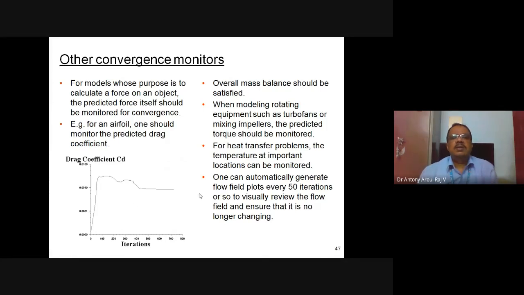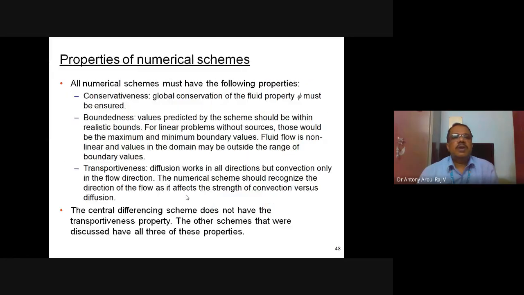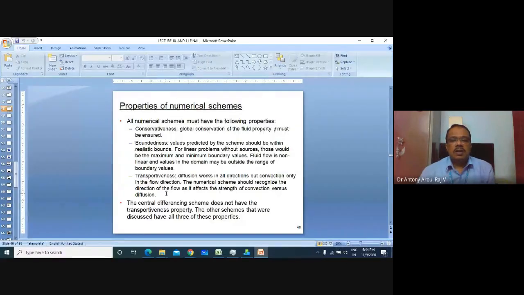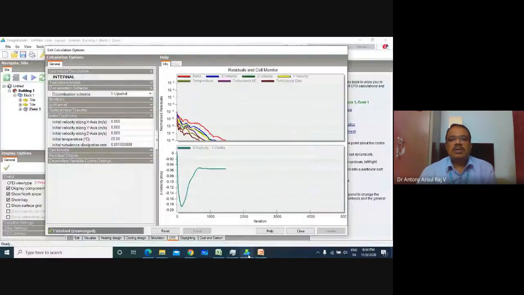Whatever may be the value, you can monitor any variable. And what you have to see is that mass balance is there, energy balance is there. That physics you have to monitor whenever you are going for the solutions. Before that, we will now go back to our solution and see the plots.